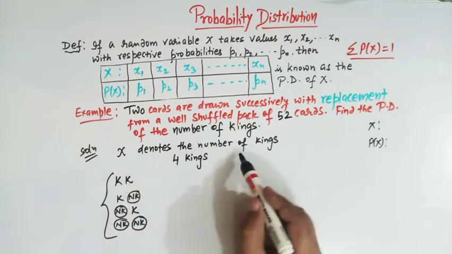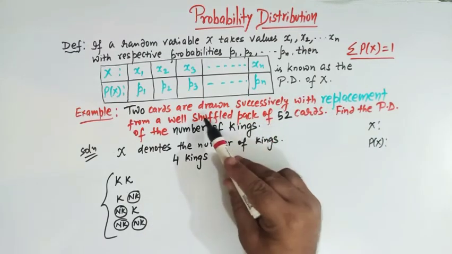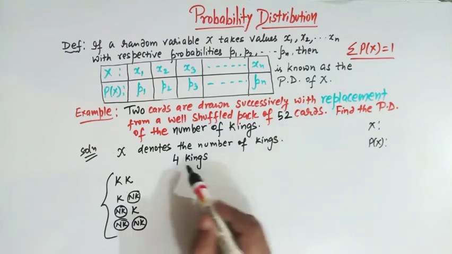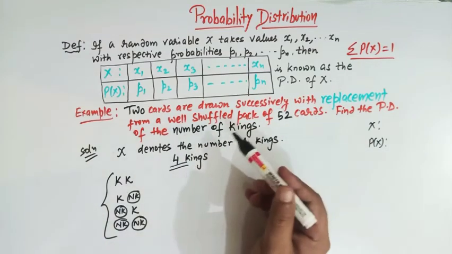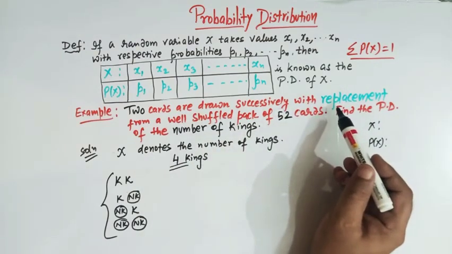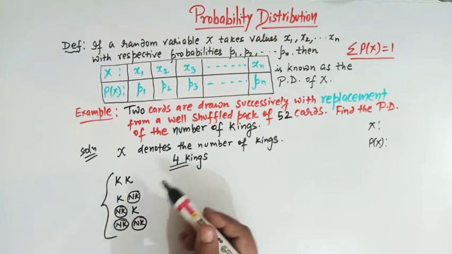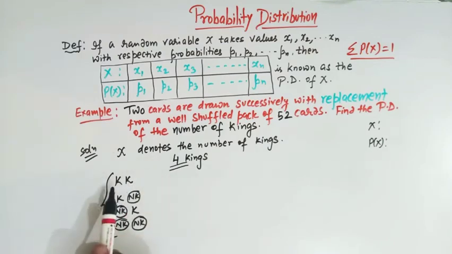So x denotes the number of kings, and in a well shuffled pack of 52 cards we have 4 kings, and we have to draw 2 cards successively with replacement, right? And we see that there may be 4 situations. Either both the draws result in kings.